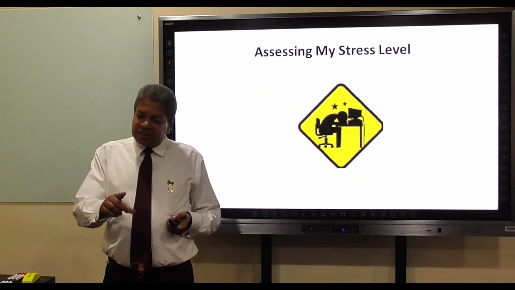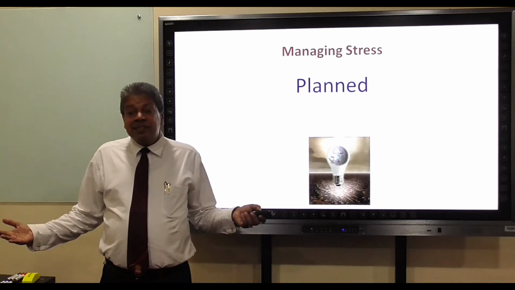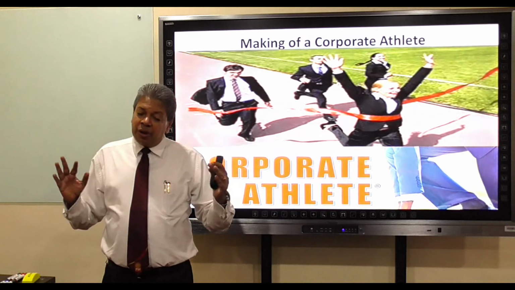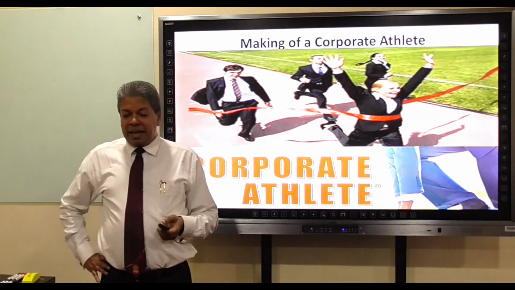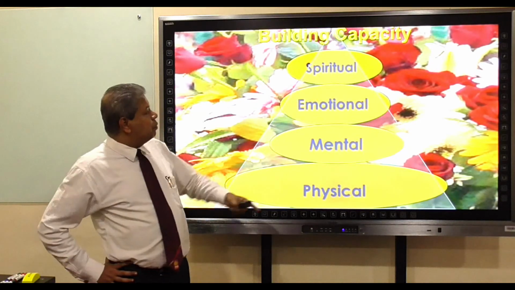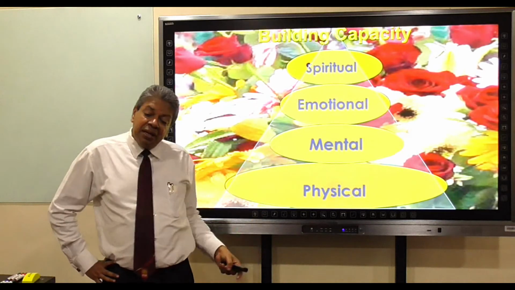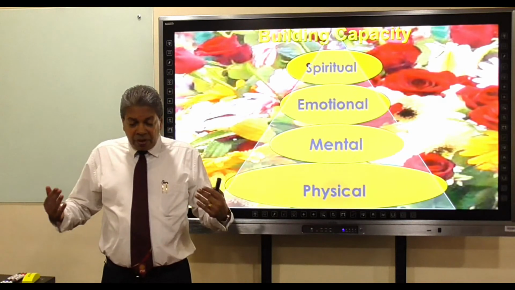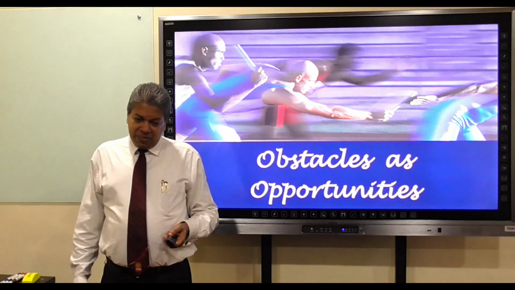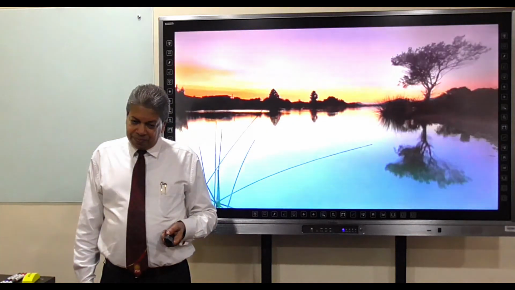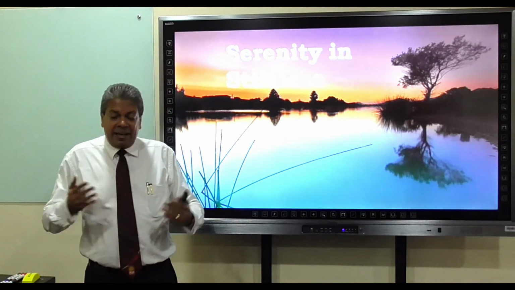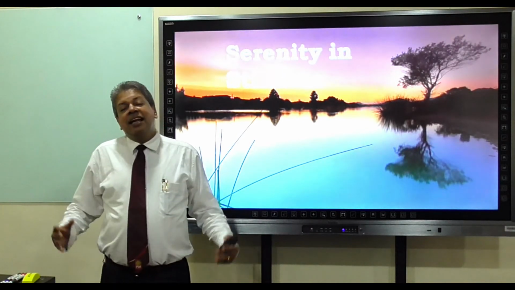And then assessing the stress level we did through a questionnaire. Managing stress, planned approach, emergent approach. The corporate athlete article is a beautiful one. You have to go through the article on the corporate athlete, and then we look at building capacity, physical, mental, emotional, spiritual, the peak performance pyramid, or ideal performance pyramid. You need to be active on all four fronts. So the golden gate is always positive, and obstacles should be viewed as opportunities. So that's essentially what we did, the beauty of stillness, the serenity of stillness, having the right stillness in action.